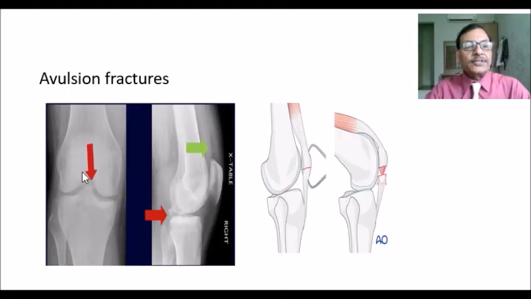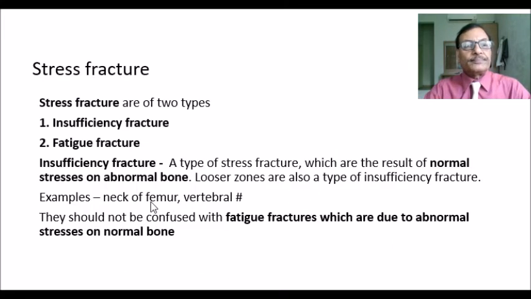Again, we can see it. The part of the bone where the posterior cruciate ligament is attached over the tibia, that has been avulsed. The consequences will be as bad as the tear of the posterior cruciate. And sometimes patellar fracture can occur by strong pull of the quadriceps muscle.